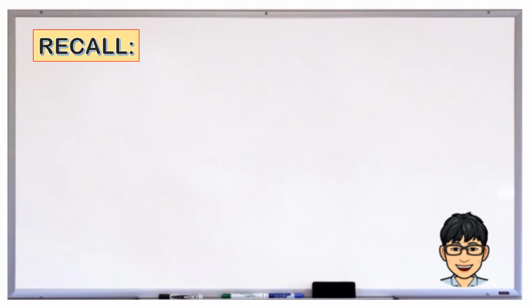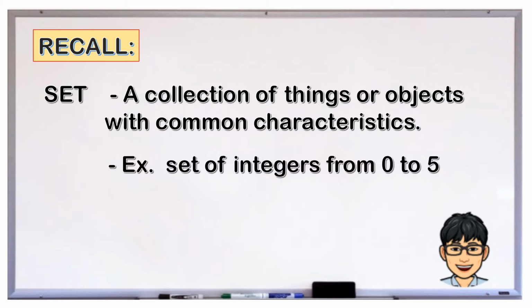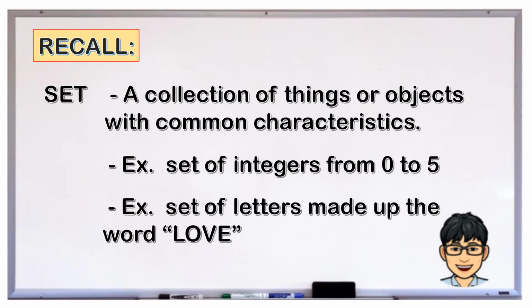Now, let us recall the concept of the following terms. Set is a collection of things or objects with common characteristics. Ito raw ay grupo o binubuo ng bawat bagay na may iisang katangian. Halimbawa, set of integers from 0 to 5, or set of letters made up the word love.